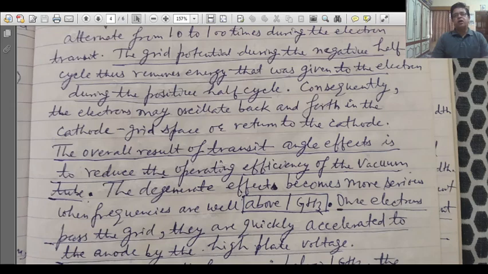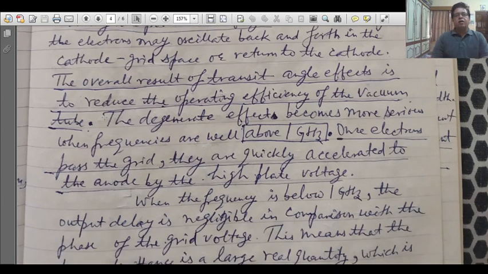The grid potential during the negative half cycle thus removes energy that was given to the electron during the positive cycle. And what happens due to this? The electron oscillates back and forth in the cathode-grid space, between the electrodes, and returns to the cathode. The overall result is that the transit angle reduces the operating efficiency of the tube.